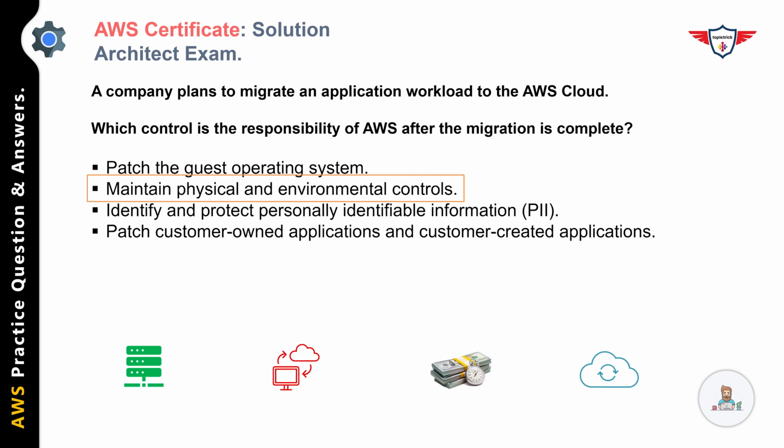And the correct answer is maintain physical and environmental control, because they are part of security of the AWS cloud and this task is the responsibility of AWS.